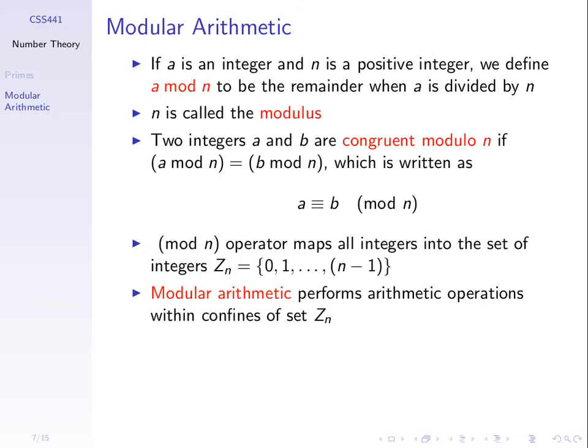We refer to n as the modulus. We can say that two integers, a and b, are equivalent. We call it congruent modulo n if those numbers mod n are the same. 12 mod 10, 2 mod 10, 22 mod 10 are all congruent modulo 10. They're all the same in mod 10. 2 mod 10 is 2, 12 mod 10 is 2, 22 mod 10 is 2. So we say they're congruent modulo n. And we'll try and write that with three lines in the equals.